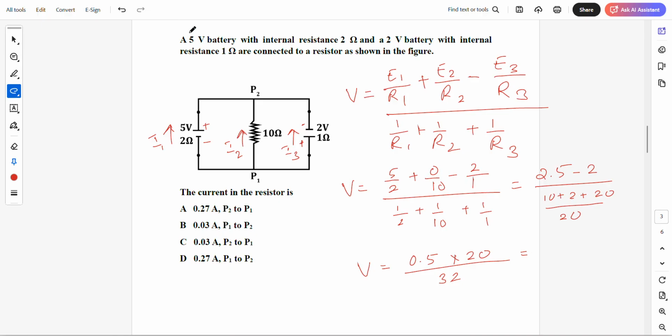I can take LCM as 10 itself, need not get confused. Let us take 10, here it becomes 5, 5 plus 1 plus of 10. Okay, right. V is equal to 0.5 into 10 divided by how much? It becomes 16. 5 by 16, okay, volts.